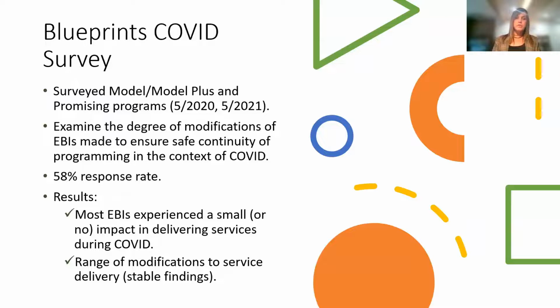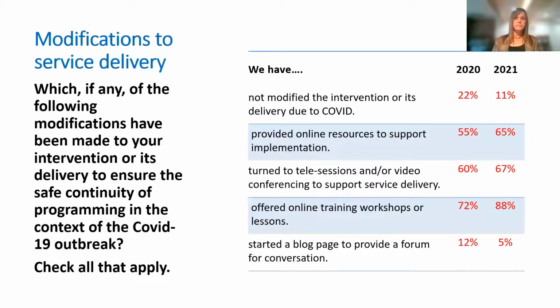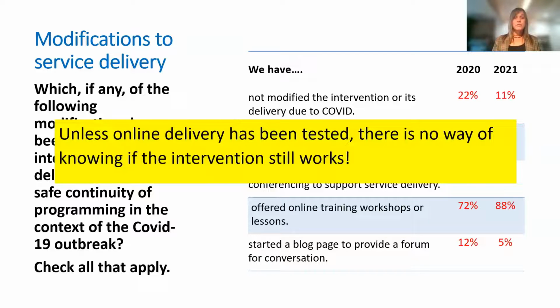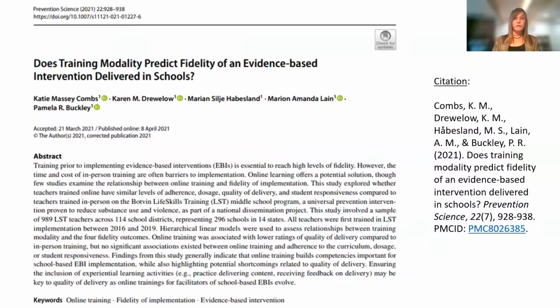There was a range of modifications to service delivery, and that range was consistent over time. Essentially what we wanted to know is what these changes looked like. What we're finding is a lot of modifications to service delivery around telehealth. It's important to consider that these online delivery changes still need to be tested in order to ensure that these programs are working.